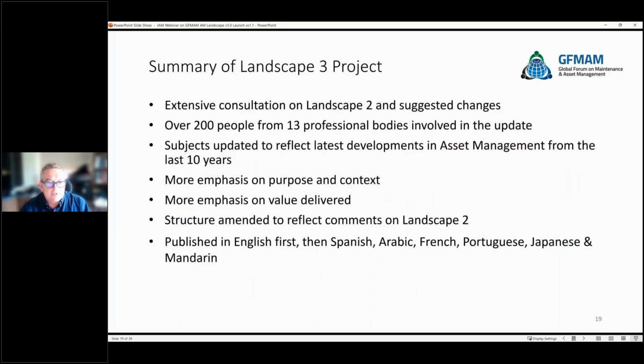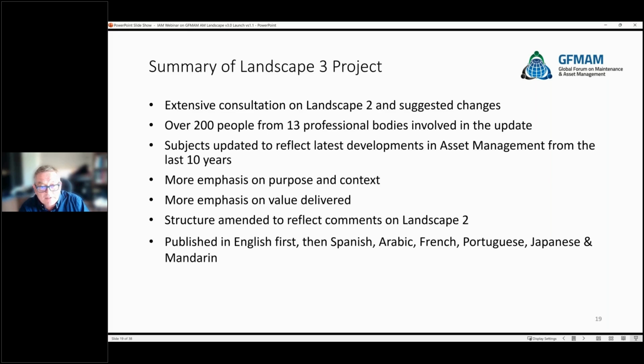So, just to quickly summarise, and then I'll touch on some of what we're thinking about in the IAM, and then hopefully we've got some questions we can pick up. To summarise, there was extensive consultation on Landscape 2 across all of the member societies. I didn't update this slide, apologies. That should say 250 people from 13 professional bodies involved in the update.